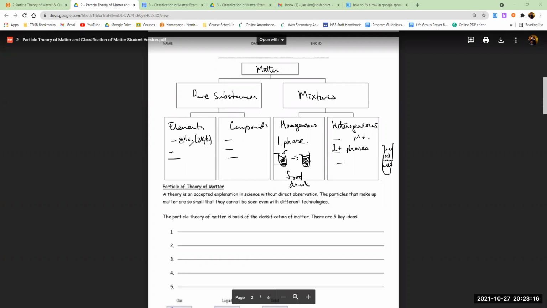Anyway, there's gold. Fill this in, and if you can hand it in, that would be a quick homework assignment letting me know that you are able to classify matter. It's not a big challenge to you. Okay. Following, this is straight from the textbook.